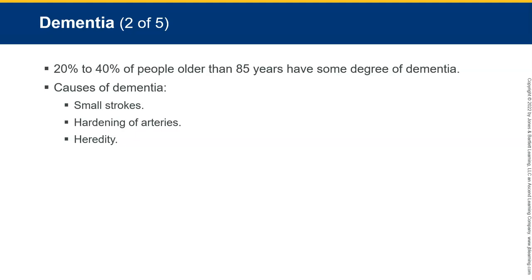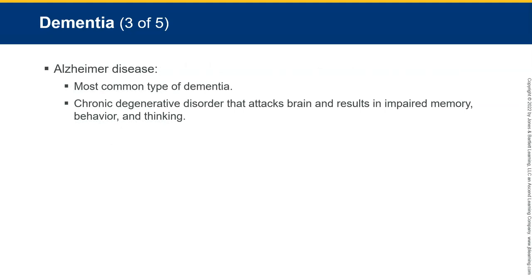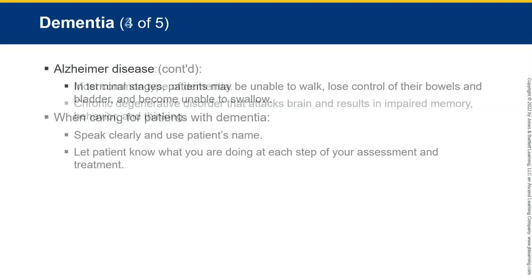This dementia can be caused by many things: strokes, hardening of arteries, heredity. Alzheimer's disease is the most common type of dementia. Alzheimer's disease is a chronic degenerative disorder. It attacks the brain, and it results in impaired memory, behavior, and thinking. With these patients, you may or may not see some mood swings, and feelings that people are plotting against them. Also these patients can wander at night and clearly are at an increased risk for falls.